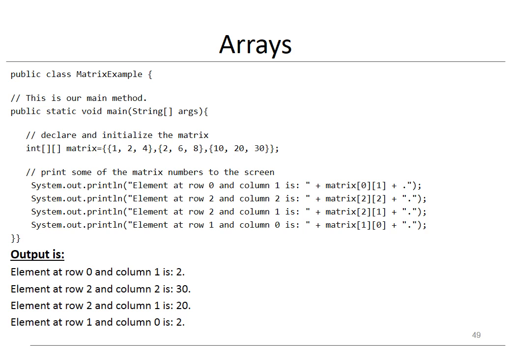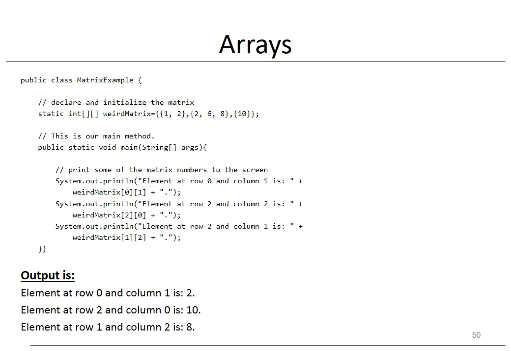What do you think is the element at row 1, column 2 of the matrix variable? Indeed, it's 8.